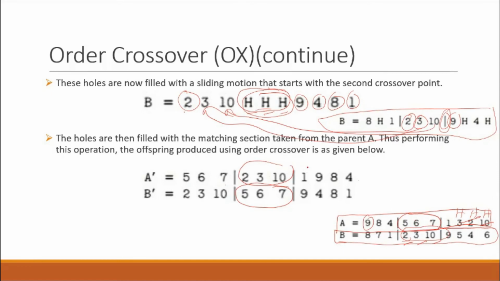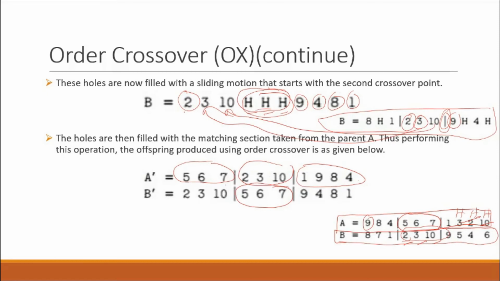But see, what happened is the order... the numbers have other changes also. That is 1984. Here it was 1320. So here it is 1984. That is how these particular items are appearing in that particular chromosome. That order is kept constant.